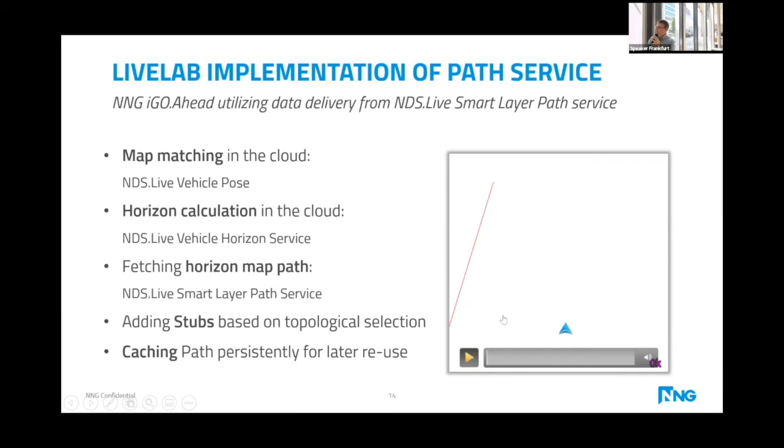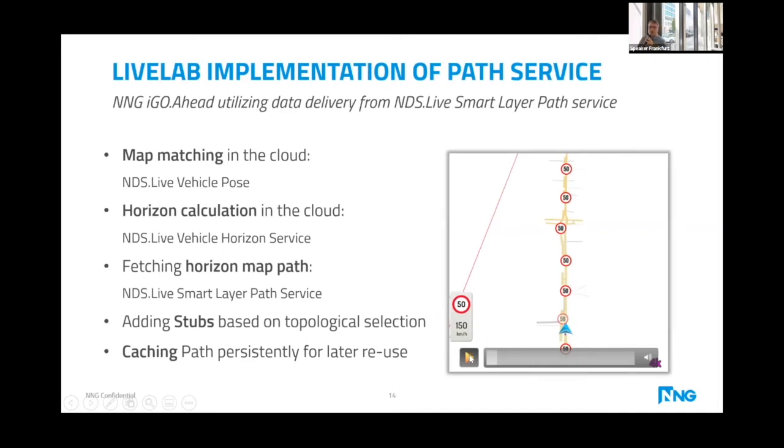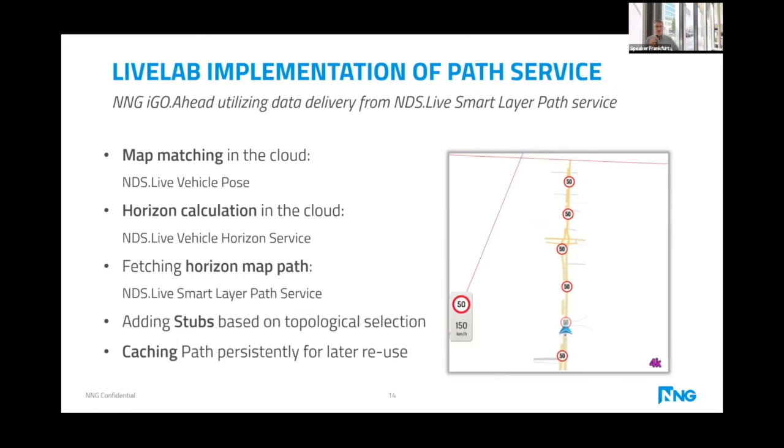When I start the video, you can see that we don't have any map at all. Everything is in the cloud, and we get it on request. The first request is based on vehicle pose. So we need to upload the first 3 positions of the car with the heading information. For that, we already have a standardized application service interface called NDS.Live vehicle pose. We use that NDS.Live service interface that retrieves the map matched position of the car, also with the heading information. Based on that map matched position, we do a horizon calculation in the cloud, and then fetch the map path for the horizon.